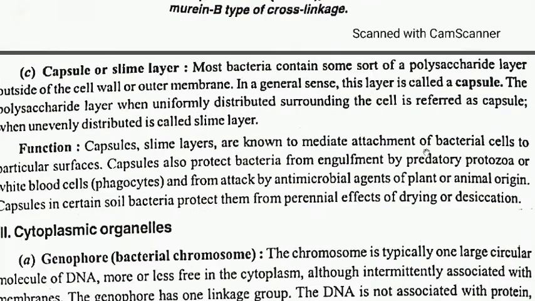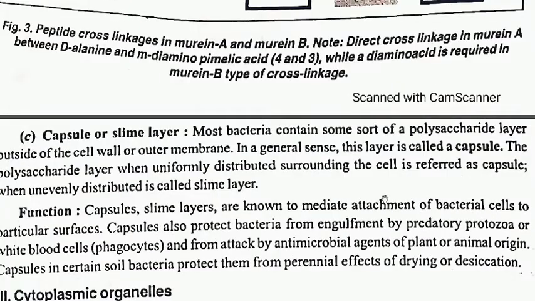Now there is another portion which is very important, that is the capsule or slime layer. So what is a capsule or slime layer? Most bacteria contain some sort of polysaccharide layer outside the cell wall or outer membrane. In a general sense, this layer is also called a capsule. A capsule is a polysaccharide layer. When uniformly distributed, it surrounds a cell, and when unevenly distributed, it is called the slime layer.